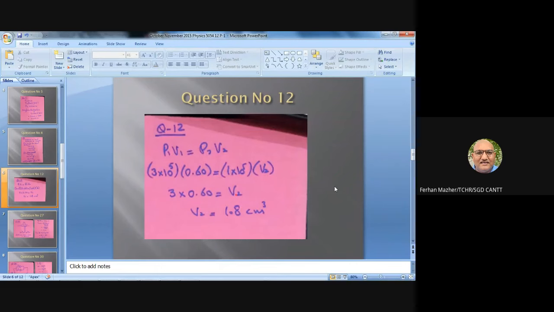P1 V1 equals P2 V2. I know the P1 value, that is 3x per 5. The V1 value is 0.6 centimeter cube, and the P2 value is 1x per 5, and V2 is the question. So you just do the mathematics, make V2 alone, and you will get the answer 1.8 centimeter cube. 1.8 centimeter cube will be the answer.